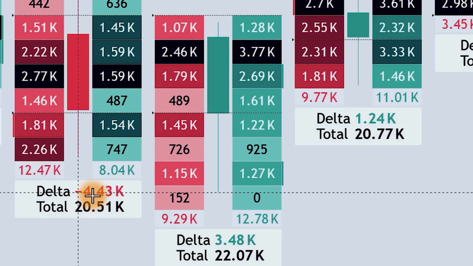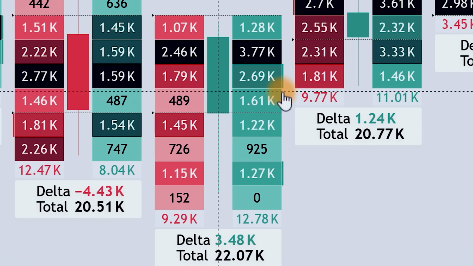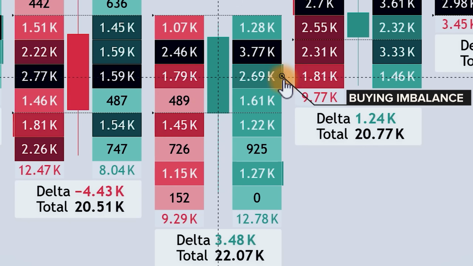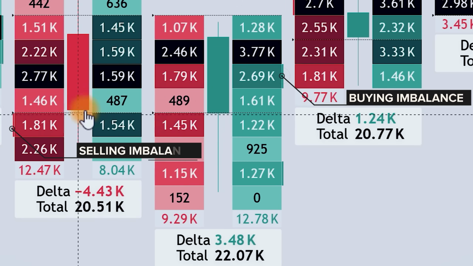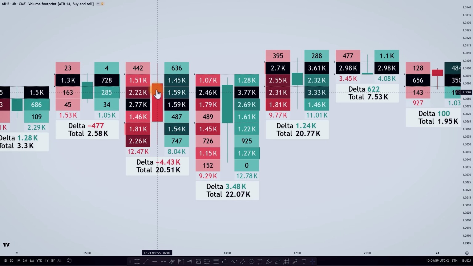Watch how this works. Pick any price. Look at sellers there. Now look one level up at the buyers. If buyers up there massively outnumber sellers down here, buying imbalance. Now flip it. Sellers at one level crushing buyers one level below. Selling imbalance. Diagonal comparison. That's the key.